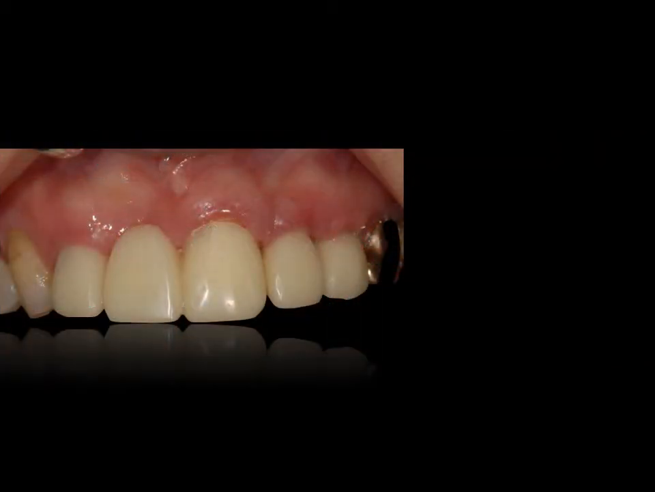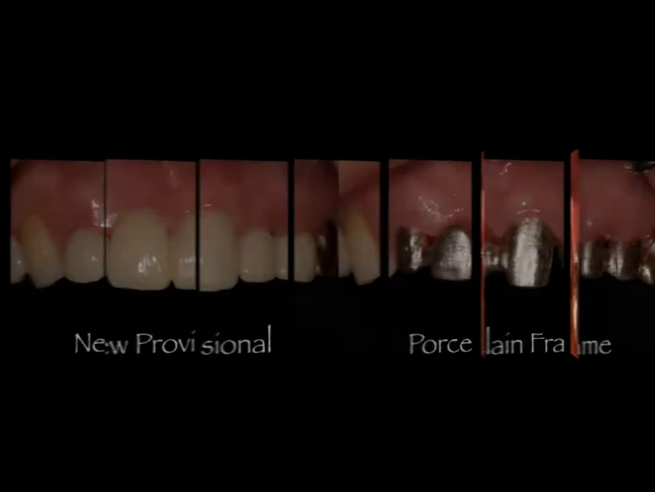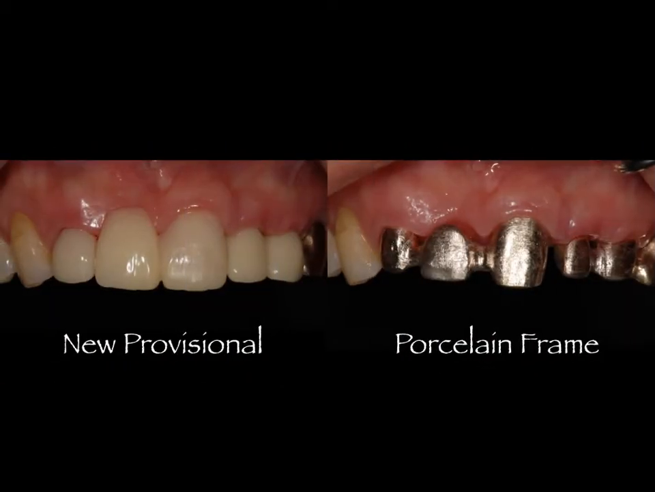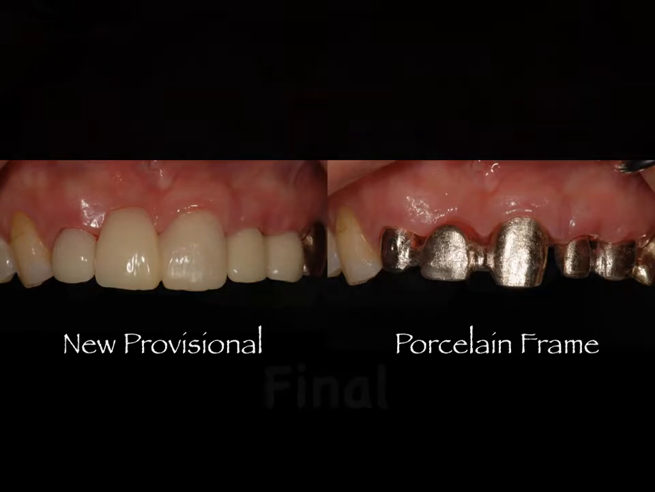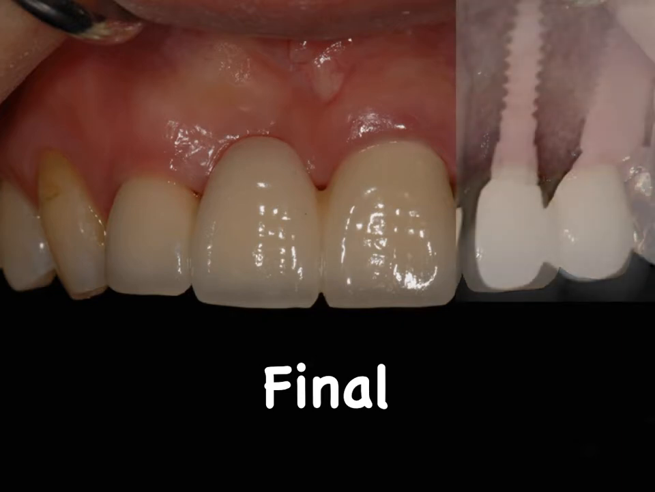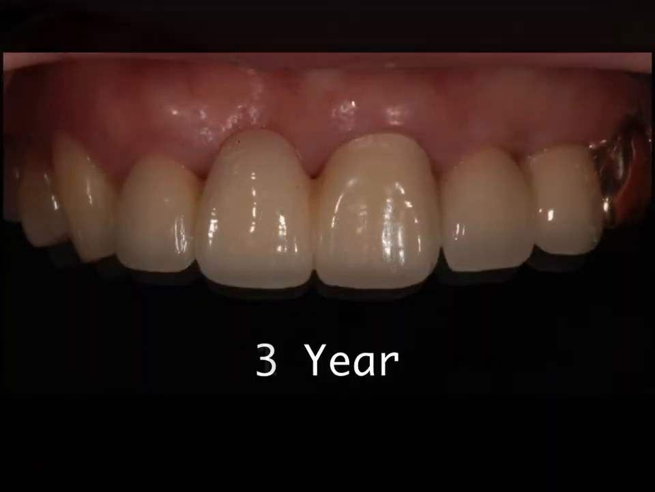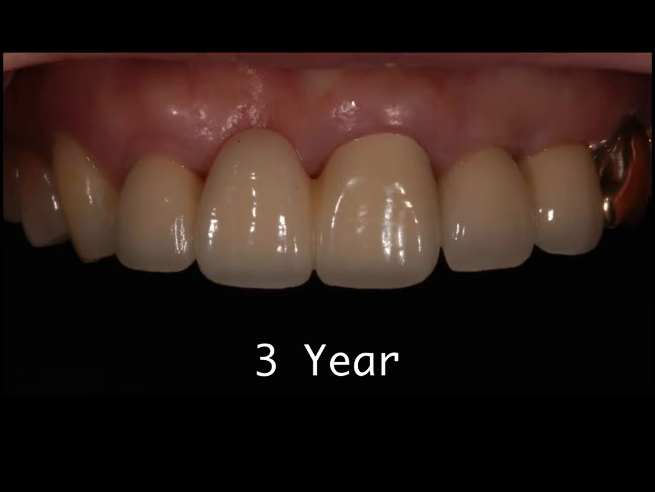Provisional was placed. Because the biological width was respected, sufficient hard and soft tissue can be seen in this photo. Routine restorative procedures were followed, and the final restoration was delivered. As you can see, there are 2 consecutive implants placed at the number 10 and number 11 sites. This is 1 year after delivering the final, and this is 3 years after.